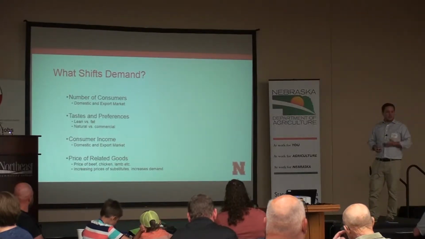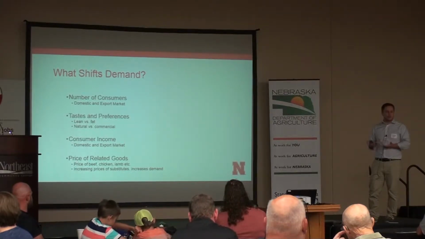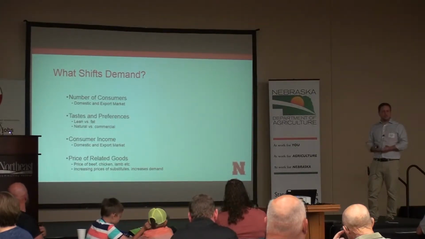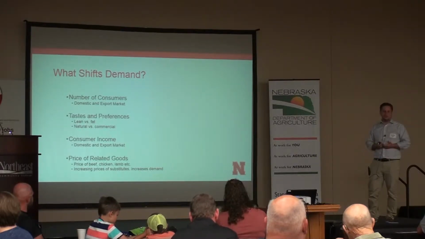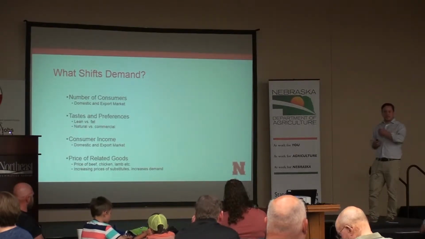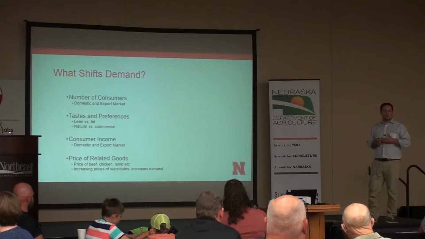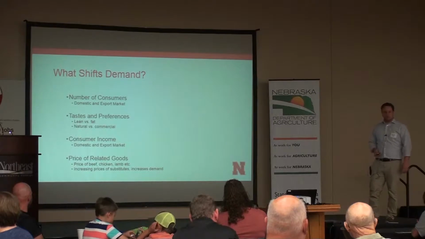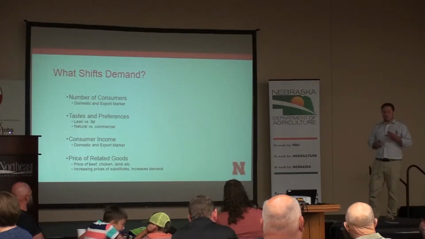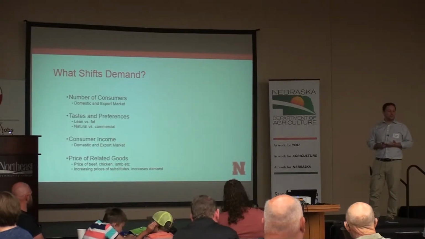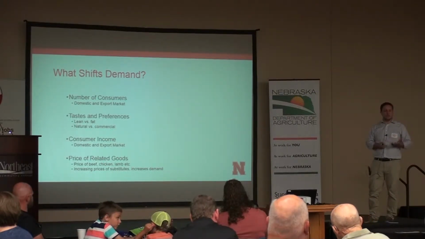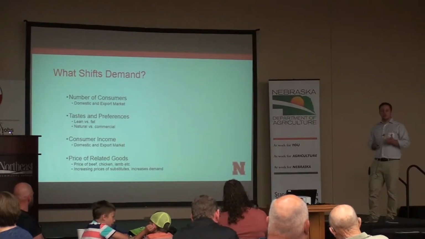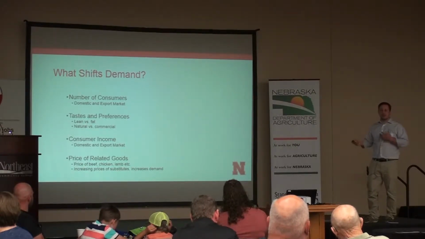Then we're thinking about income. What is the general economy looking like? As incomes go up, people start purchasing more protein products. So when we ask whether demand will increase, we look at the state of the economy: are people going to have more money in their pocket? And then the price of related goods. If the price of beef goes up, people will substitute away from beef into different products like pork and chicken. These are some of the broad things driving demand.